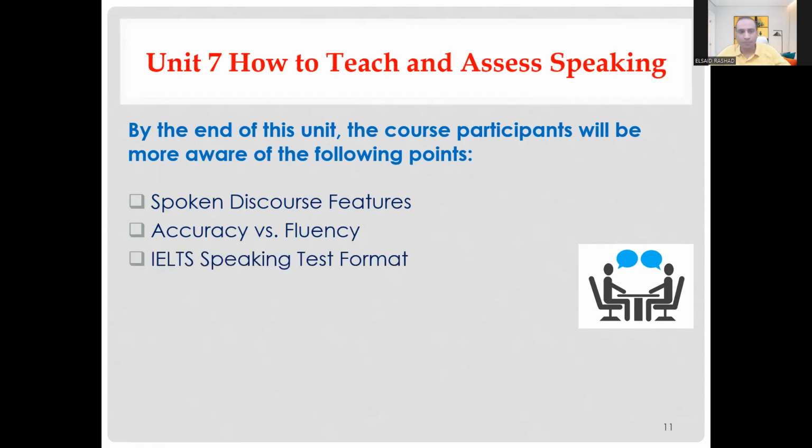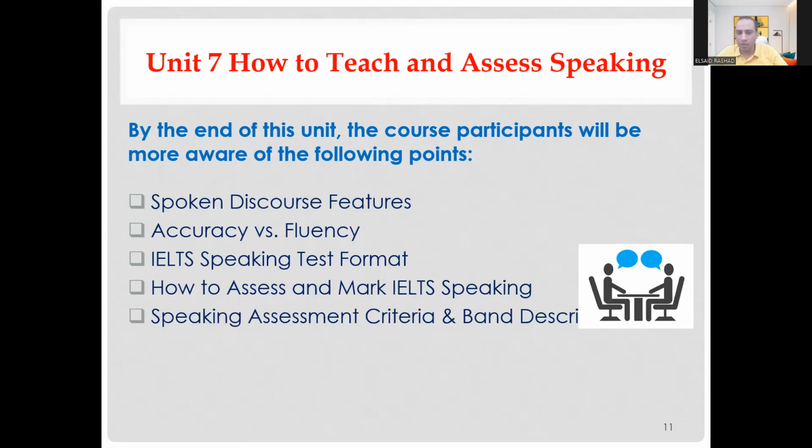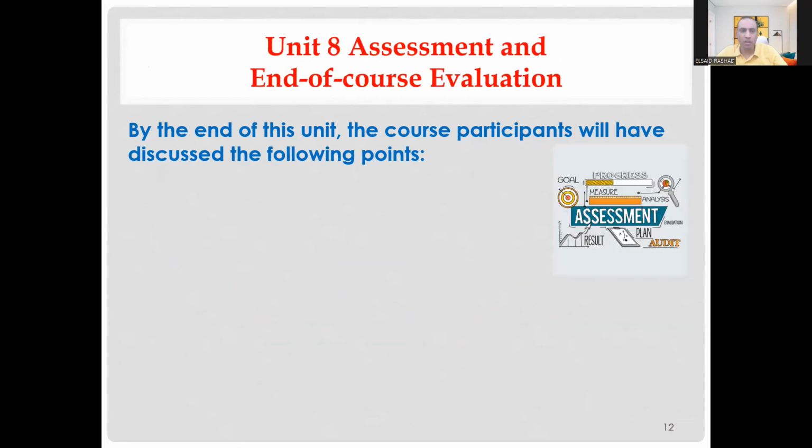The IELTS speaking test format, how many parts in the test, how to assess and mark IELTS speaking, the band descriptors and the assessment criteria, how to improve your spoken language in general. The final unit will be about assessment. And as you know, we have two different types of assessment. One starts with O and another one starts with S. Can anyone say them?